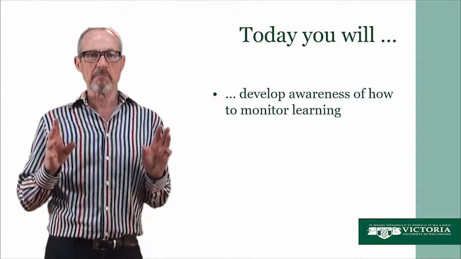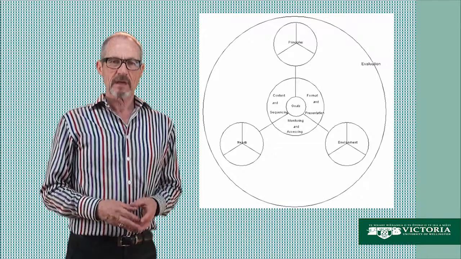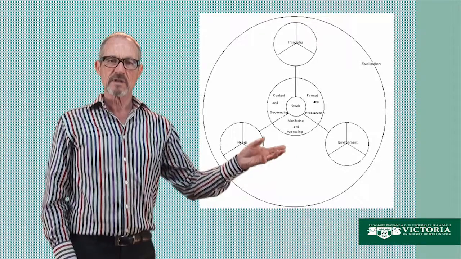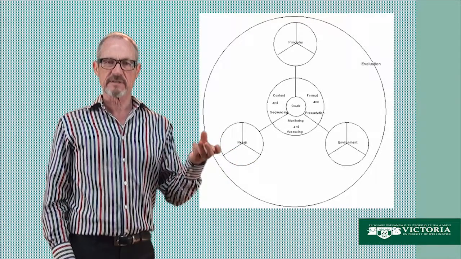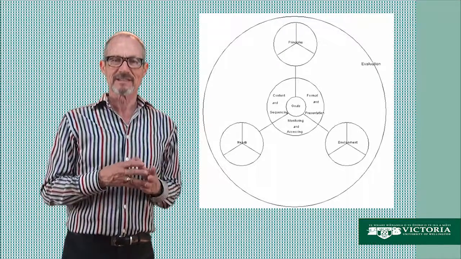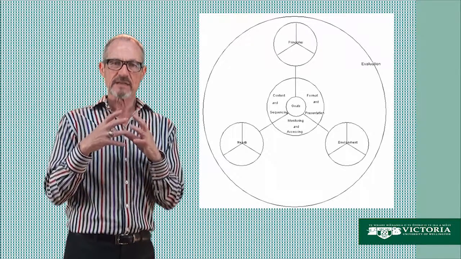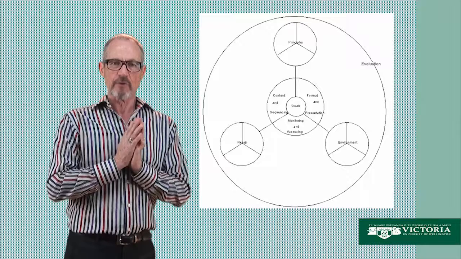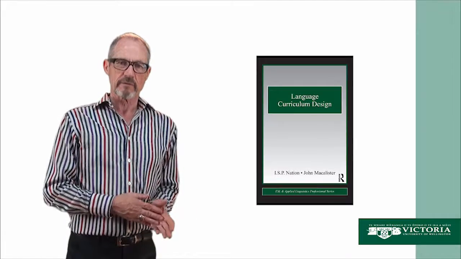I just want to say, when I talk about monitoring, I'm drawing on a model of language curriculum design that looks like this. And you can see in the center there is this circle here, which describes what happens in the classroom. And the bottom segment of this circle is called monitoring and assessing. And I apologize if it's too small for you to read successfully. But the point is that in this model of curriculum design, monitoring and assessing are together as a way of finding out what learners have learned. And this model comes from a book I've mentioned before, Language Curriculum Design, with Professor Paul Nation.